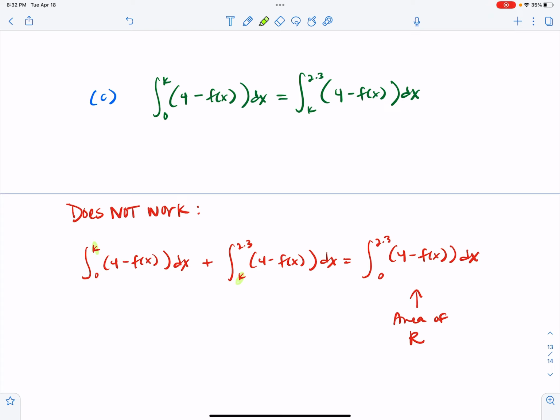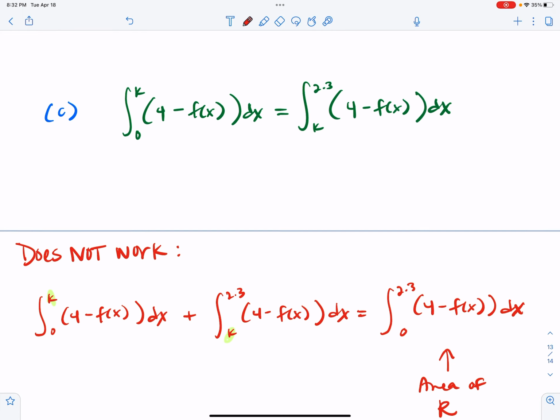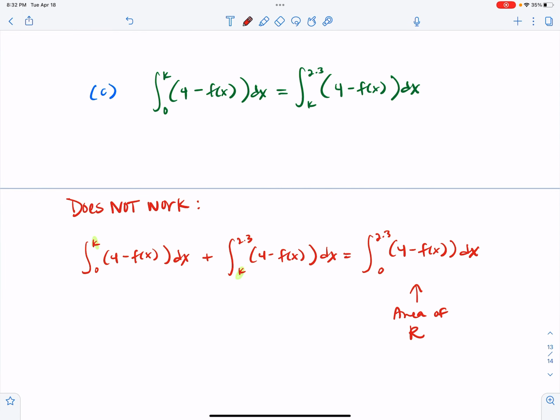Because it's just a property of integrals. It doesn't actually give us an equation that we can solve. It's just true for all values of k. You would earn 1 point. I think this is a 2-point question. You would earn 1 point for representing the area of one region, but you would not receive both points for this question. So this doesn't work, okay? It's true for all k.